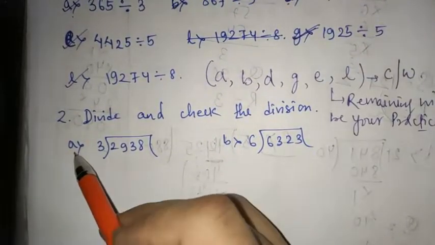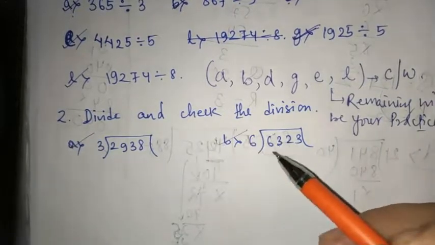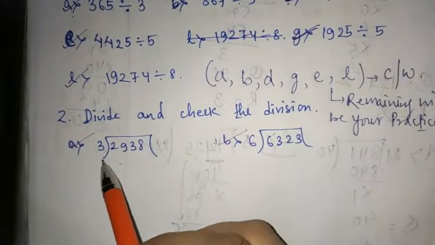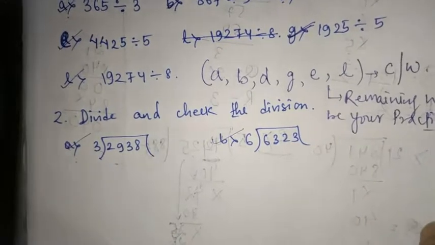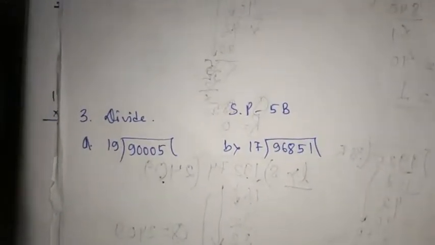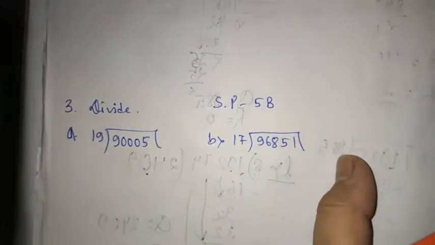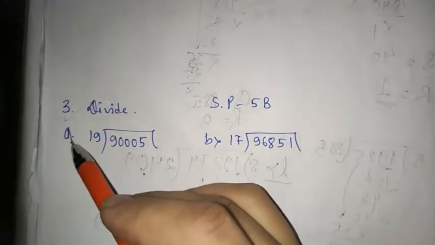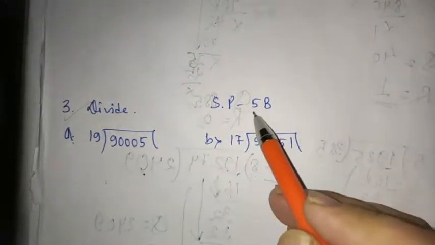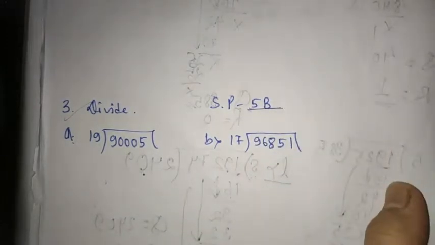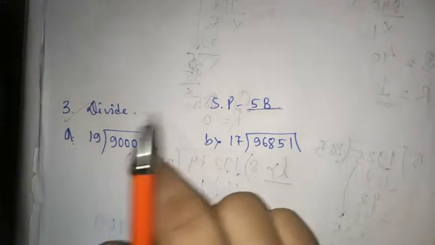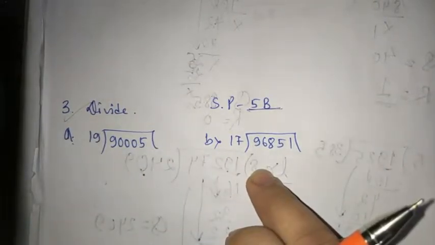We will be doing number A and B in this video. All right, divide and check the answer. You will divide number A and B. Okay, if there is anything left out, you can keep that as practice. Similarly, number 3 also, number 3 A and B from self practice 5b. Today we will solve self practice 5b also. All right, number A and B we are going to solve from self practice 5b.